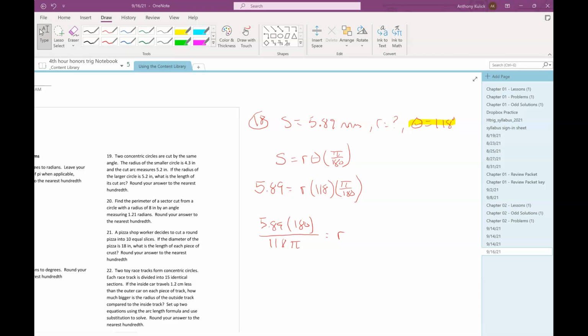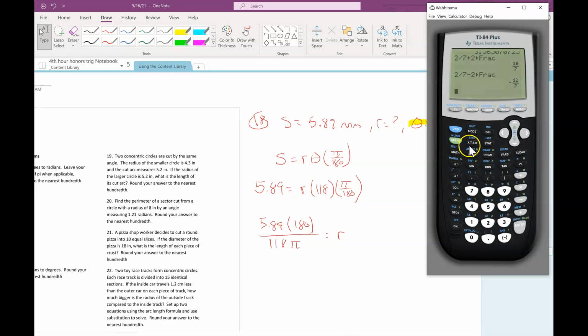Now it's just calculator time. So the mode of my calculator doesn't matter. So I'll do 5.89 times 180, and I'm going to put that whole numerator in parentheses. The numerator doesn't really need to be in parentheses, but the denominator sure does. I'll have 118 times pi, all in parentheses. So there I get about 286.